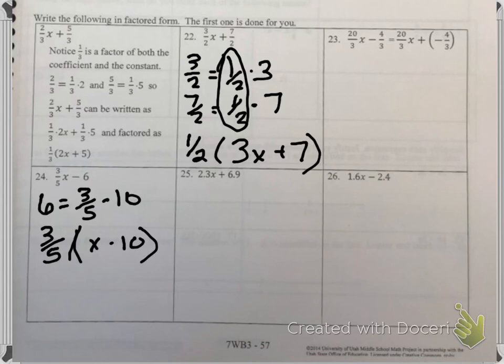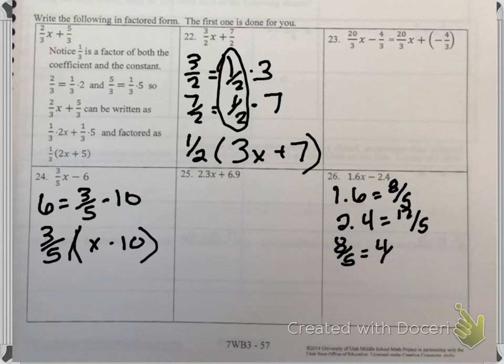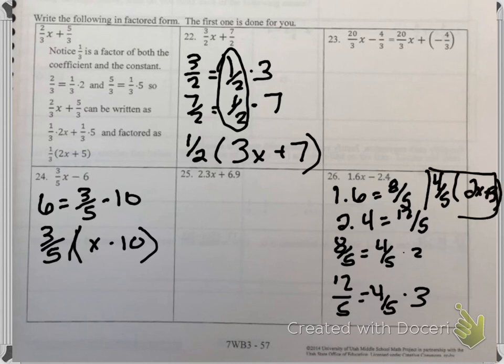With decimals, we want to change them to fractions. So 1.6 is 8/5. 2.4 is 12/5. So now I need to find my greatest common factor. So 8/5 is the same as 4/5 times 2. 12/5 is the same thing as 4/5 times 3. So knowing this, when I factor, my greatest common factor is 4/5. I'm left with 2x plus 3. That is my factored form.